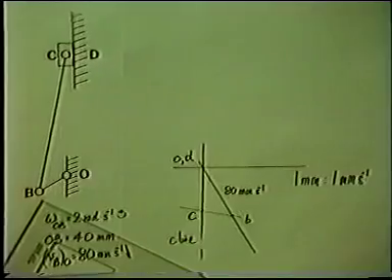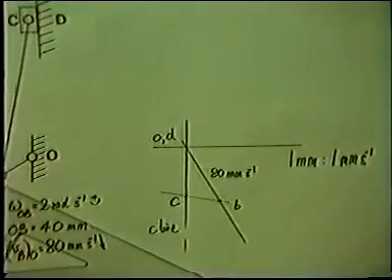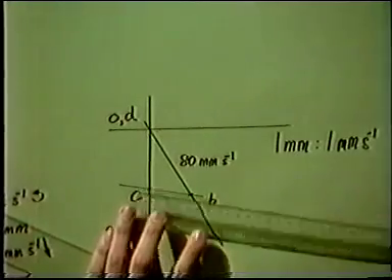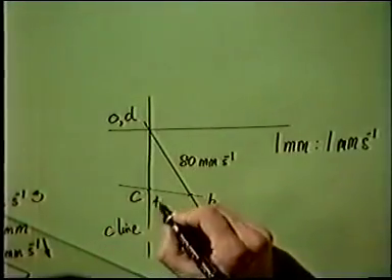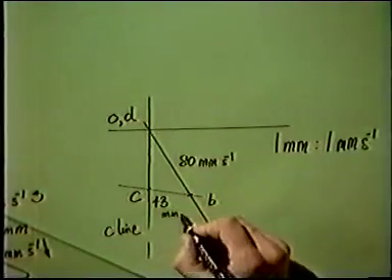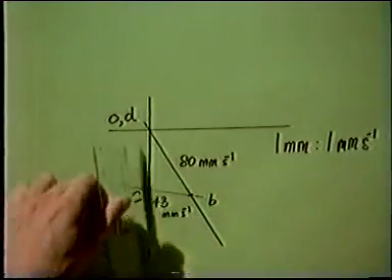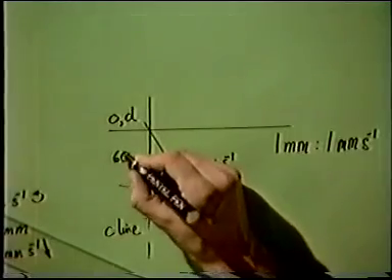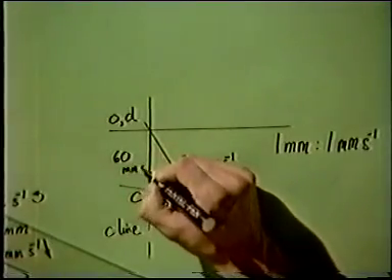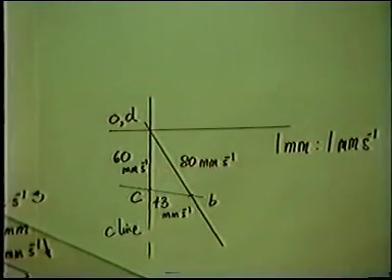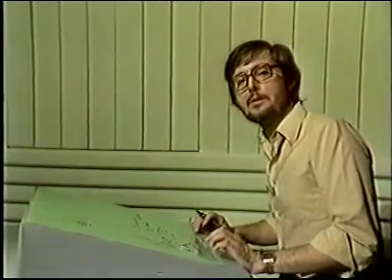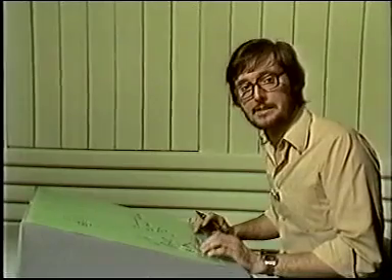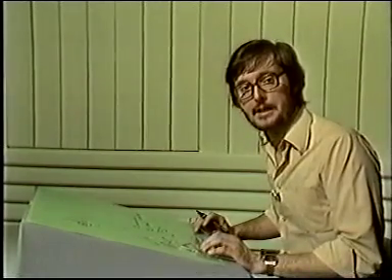And now I can measure off the lengths and see what actual velocities they represent. And that one is 43 millimetres per second. And this length represents 60 millimetres per second. Well, that's the complete velocity diagram. But what does it actually tell us? How do we interpret the diagram?